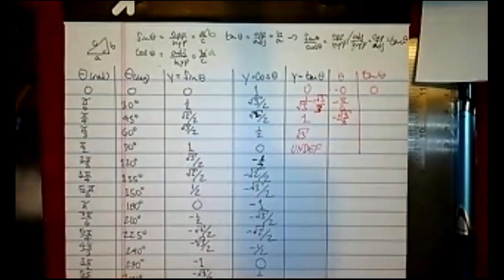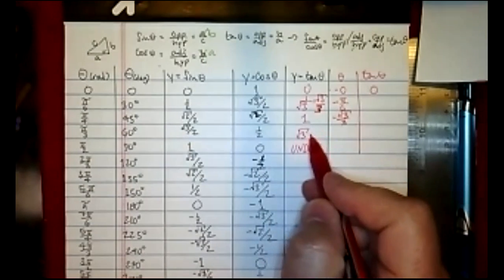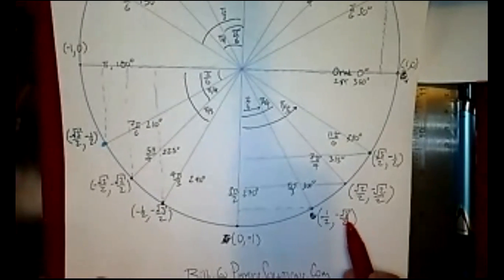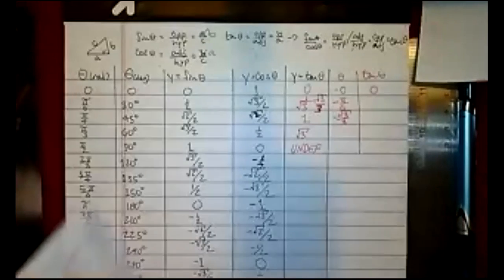Now, if I do pi over 3, I think that's the next one. Yeah, if I do pi over 3, I want to go to this guy right here. And for pi over 3, y over x gives me negative root 3 over 2 divided by 1/2, which is negative root 3 over 2 times 2. So that's just negative root 3.